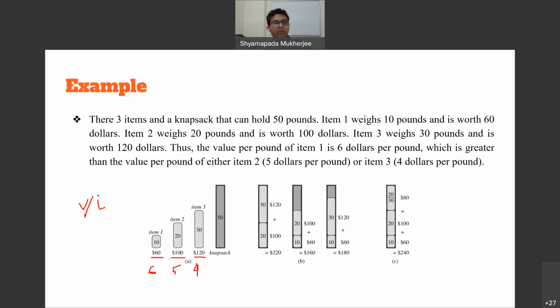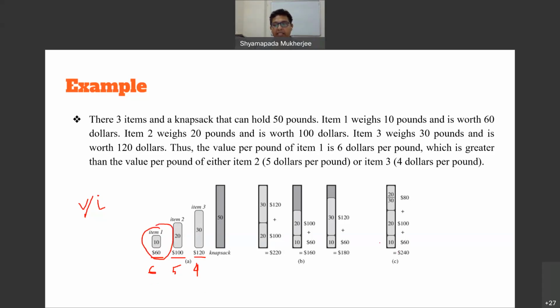So based on this value per item, or a dollar per item, you can say dollar per pound, we will take that item which is having the maximum dollar per pound, because that will give the thief the maximum benefit or maximum profit. So here he will take this item entirely. We can think like that: first we are taking fractional knapsack. We will take this thing because this is giving the maximum dollar per pound.